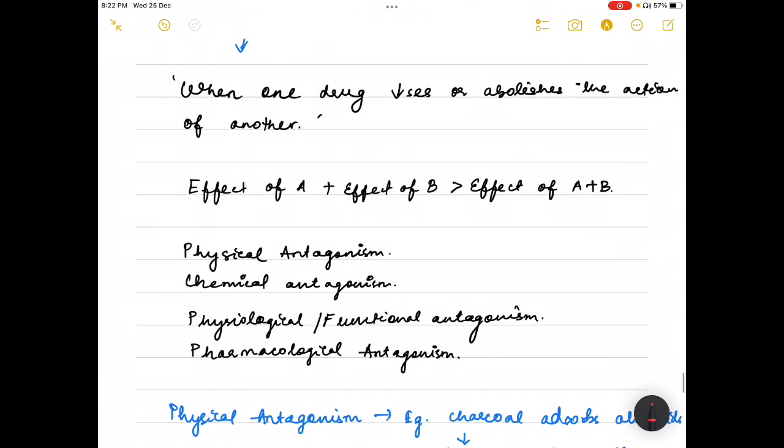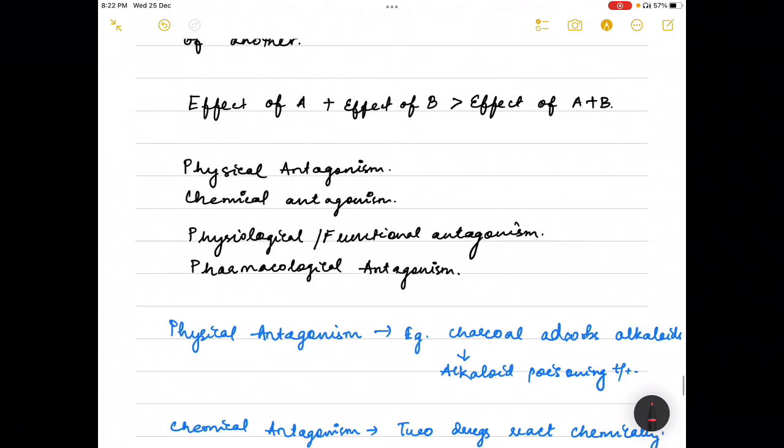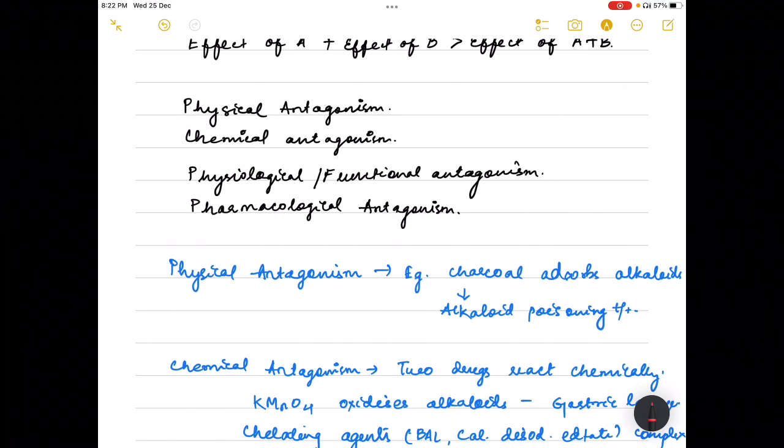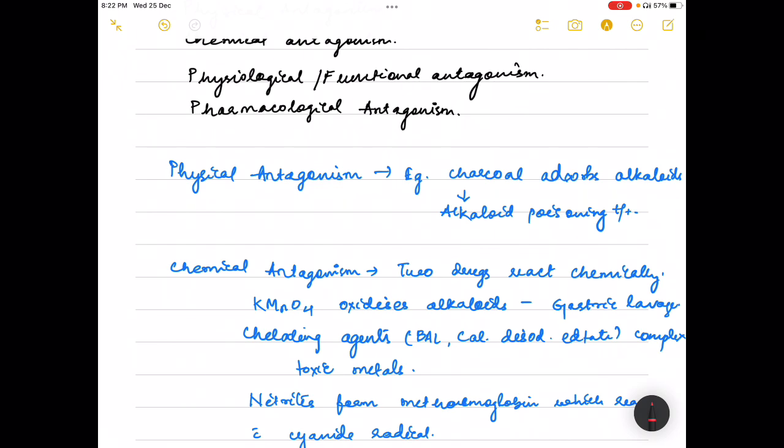So what are the types? Physical antagonism, chemical antagonism, physiological antagonism, pharmacological antagonism. What is physical antagonism? One drug, due to its physical property, decreases the effect of another. For example, charcoal absorbs alkaloids, so it is used in alkaloid poisoning. Chemical antagonism is when two drugs react chemically. For example, potassium permanganate oxidizes alkaloids. The chelating agents form complexes with the toxic metals.